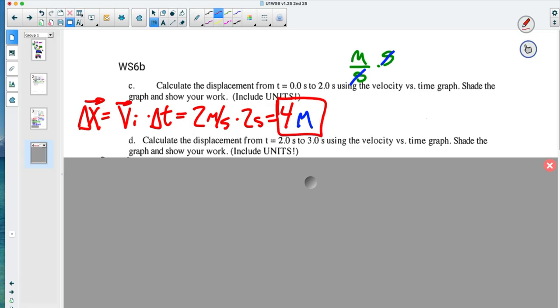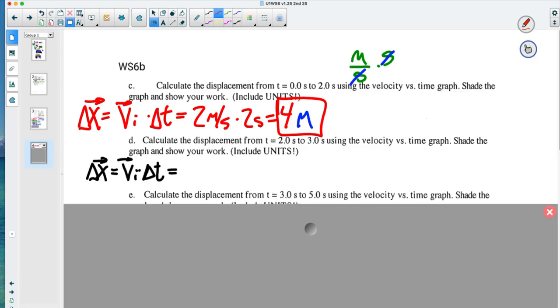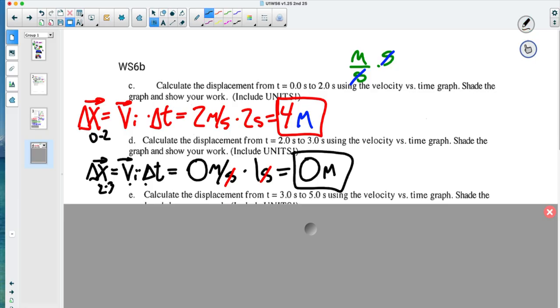For phase 2, the logic was stopped. So we still are going to start with the general equation. Displacement is equal to the initial velocity times change in time. So our initial velocity for phase 2 is 0 meters per second times the 1 second it was stopped for. And again, this is for 2 to 3 seconds. Well, I forgot to write down this was 0 to 2 seconds here. So 0 times 1 second is 0. As far as the units go, the seconds reduced to 1, and that leaves us with units of 0 meters.